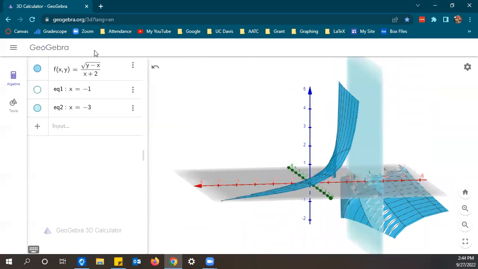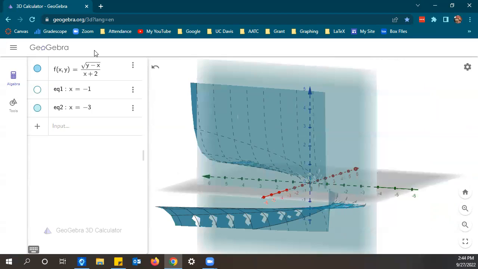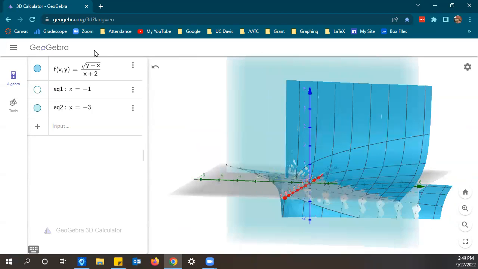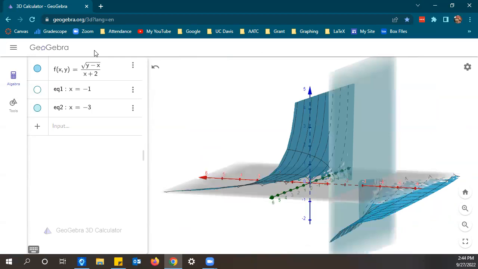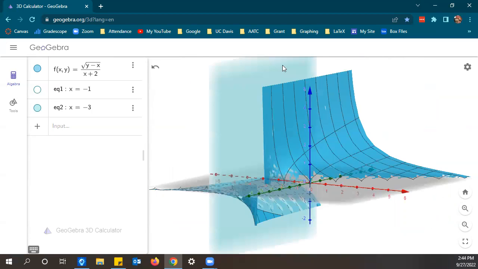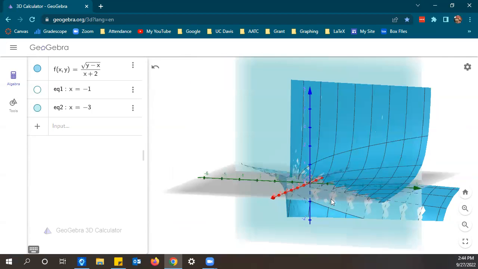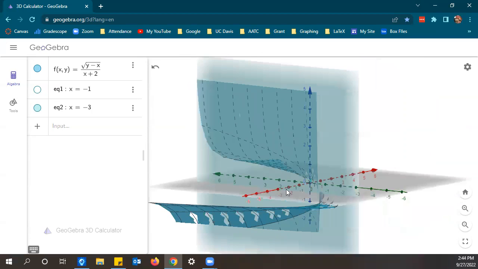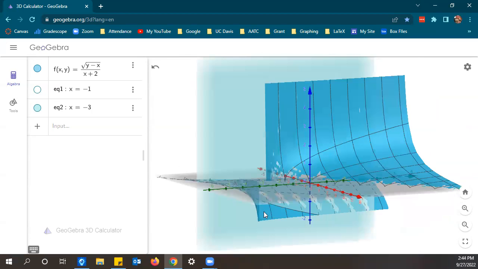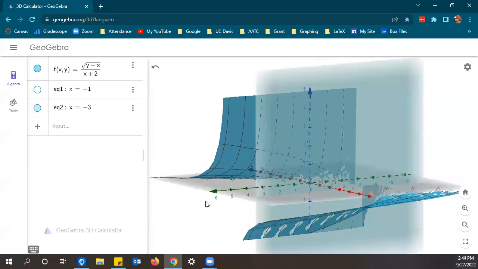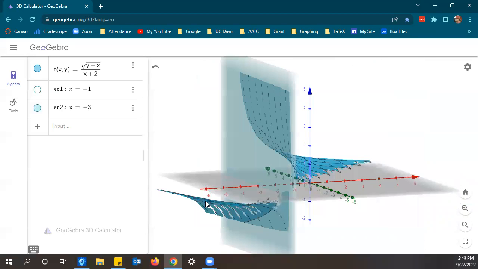On the other hand, if you pick something less than -2, like -3, then you have a positive over a negative. And so the function values are negative. So we're getting negative results. That's why over here on this plane, x equals -3, the surface has negative values out there. Hopefully that helps a little bit. I think seeing the graph does help sometimes.